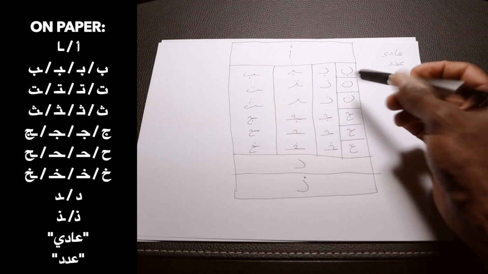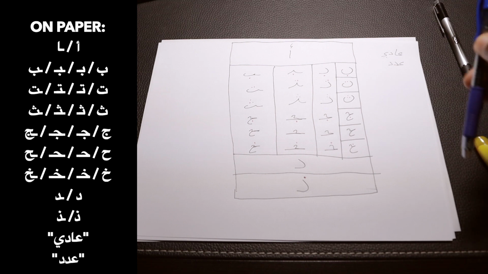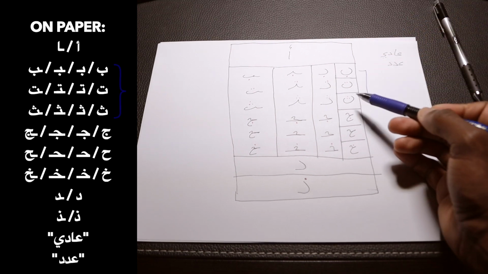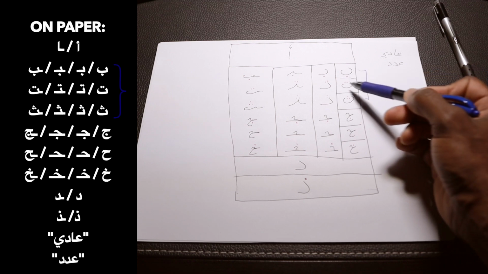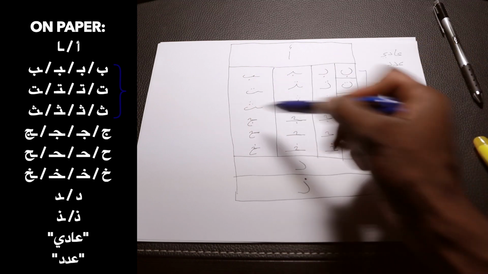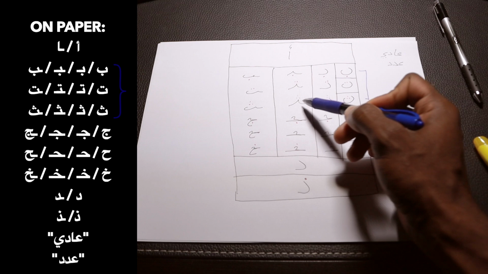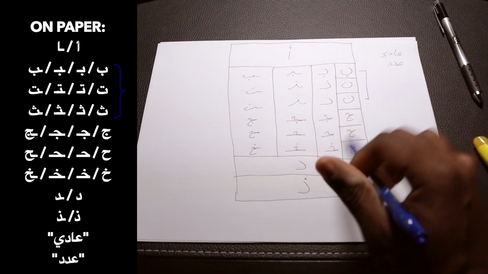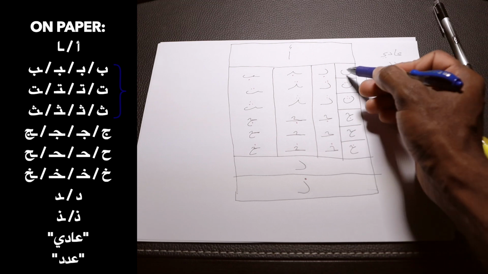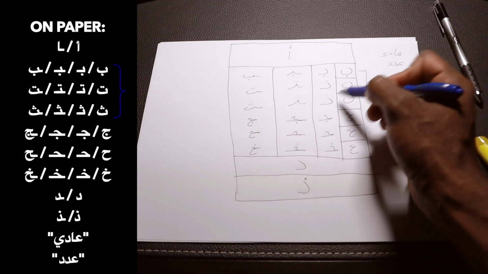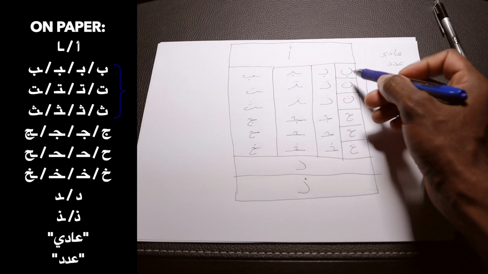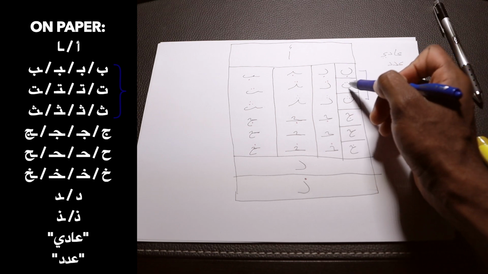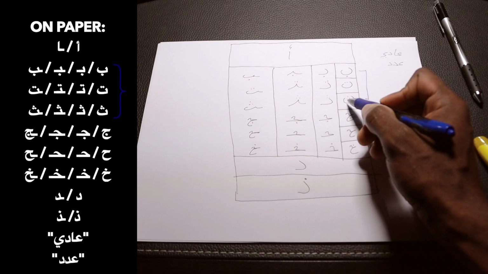Ta. Now remember I said these skeletons were the same. Look, see? It's the exact same form for all of these. The only difference is the dots. So this makes it very easy for you. This shouldn't be difficult at all. If you know this shape, you know these shapes. Remember, this is ba, this is ta, and this is tha.